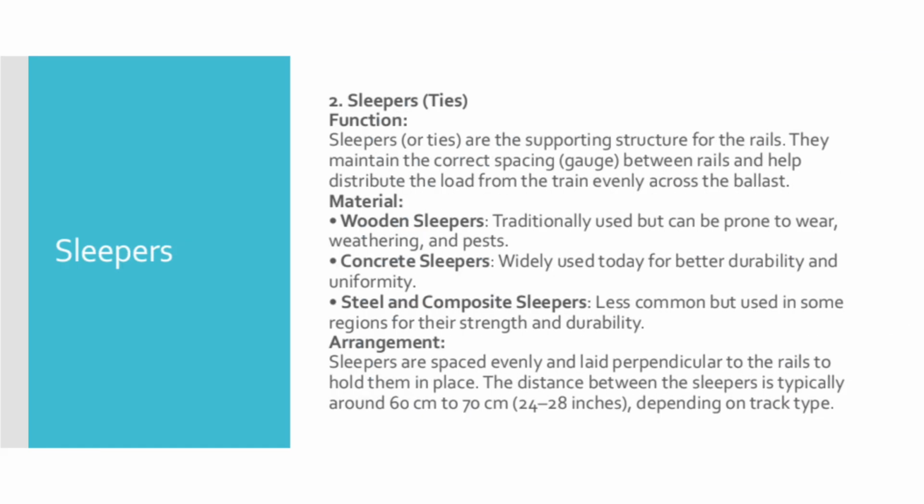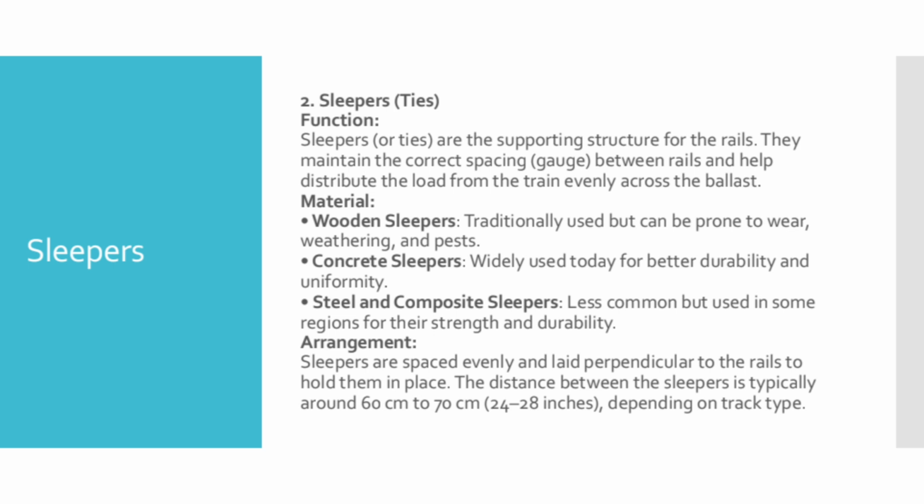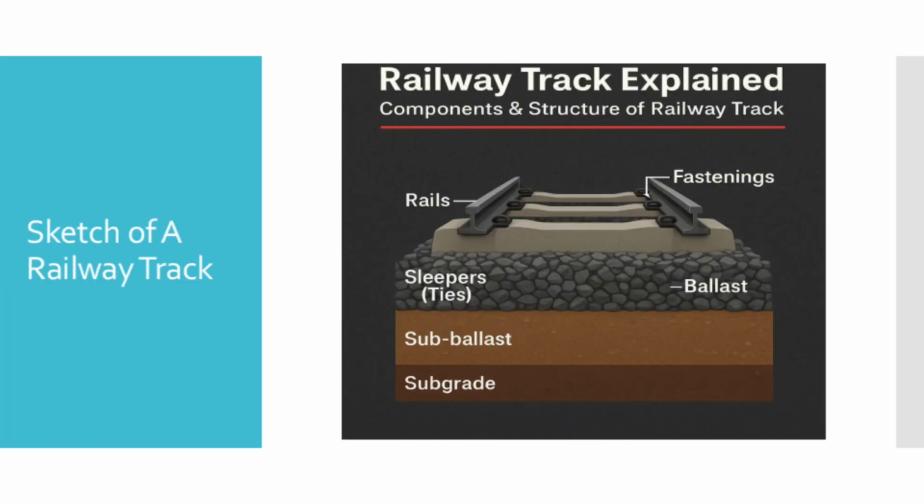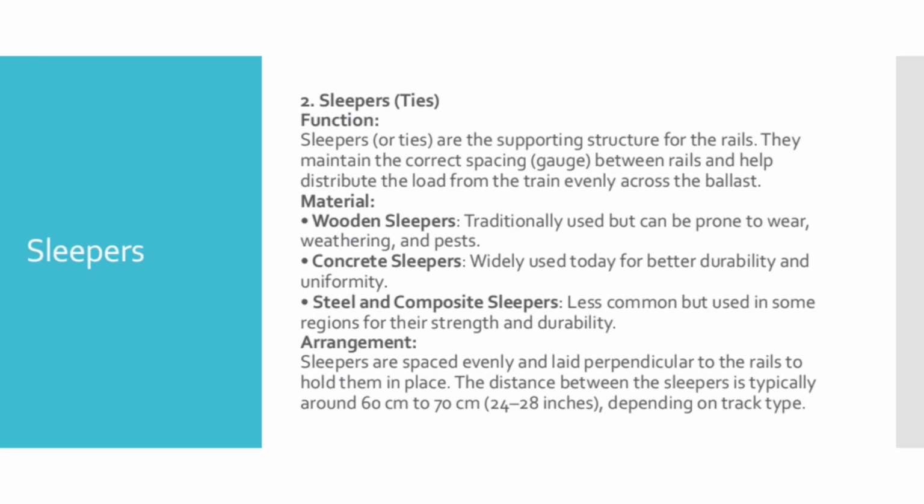Now let us see the function of sleepers. Why are sleepers used? As you can see in this picture, the part beneath the rails are sleepers. These are made of cement concrete, as you can see over here. As a supporting structure, they support the rails. They help the rails to be at a place and at a distance that is determined. Now, they maintain the correct spacing. It is also necessary that the correct spacing between the rails is maintained, and they help distribute the load from the train evenly across the ballast.